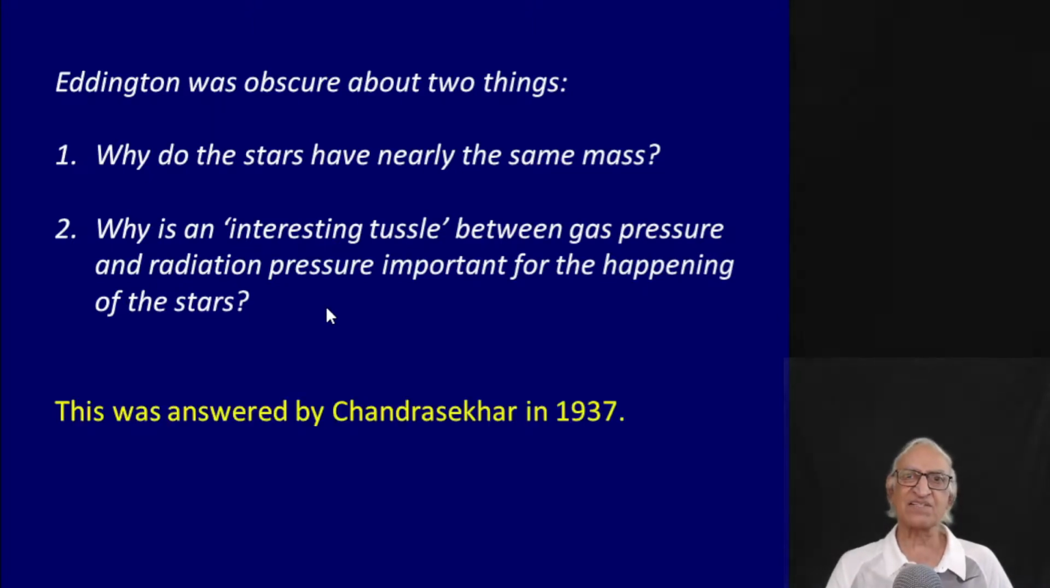Now, this was answered by Subramanian Chandrasekhar in 1937. He was a young man of 26 years old at the time. He sent a postcard to the great physicist Paul Dirac in Cambridge, in which he had solved this problem. And Paul Dirac thought that this was a sensational argument and sent it to the prestigious journal Nature and got it published.